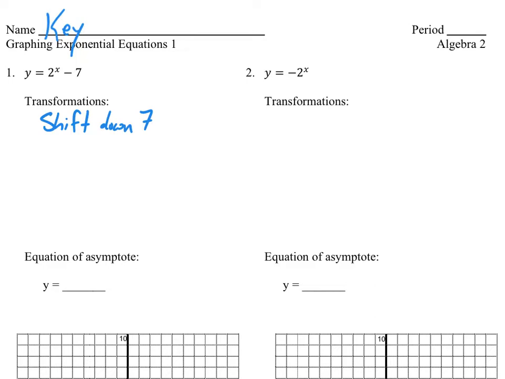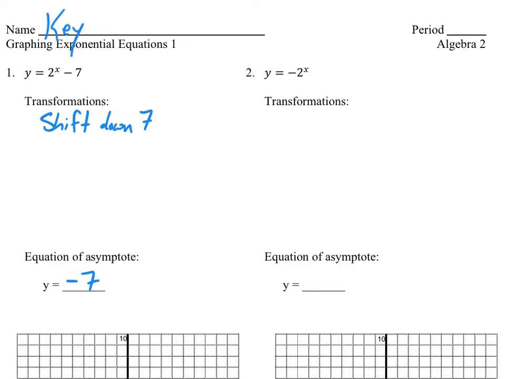And therefore, that also tells us where the asymptote is going to be, because normally our asymptote is at 0. Well, in this case, our asymptote has been moved down, because if the whole graph has been moved down, the asymptote has also been moved down. So our asymptote is going to be at y equals -7. Once I have that, then I can worry about actually making the graph. I'll do that in a moment here.